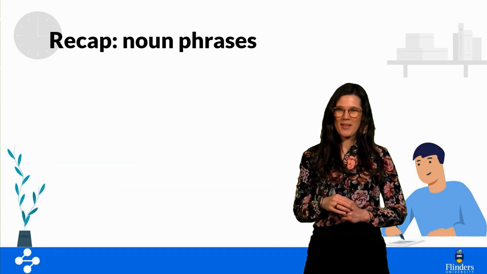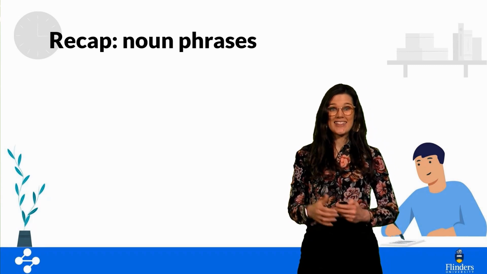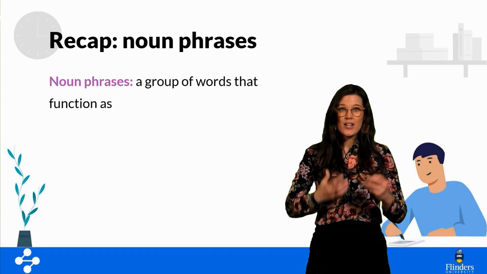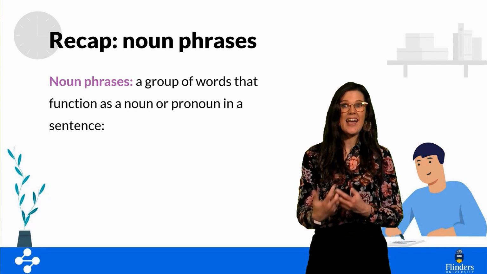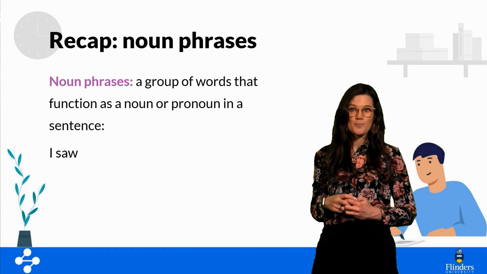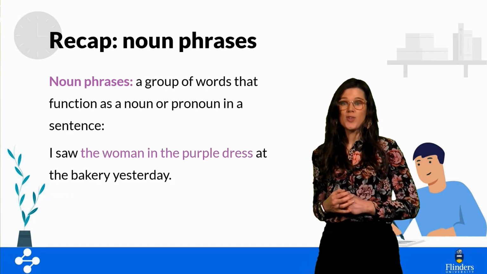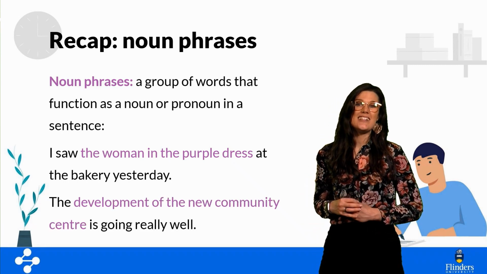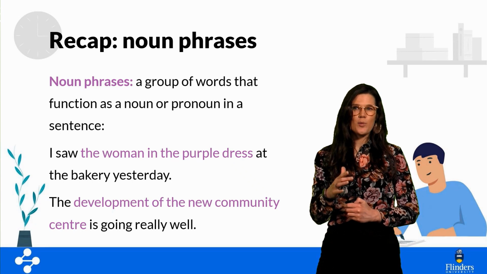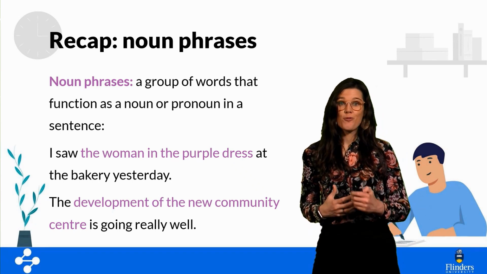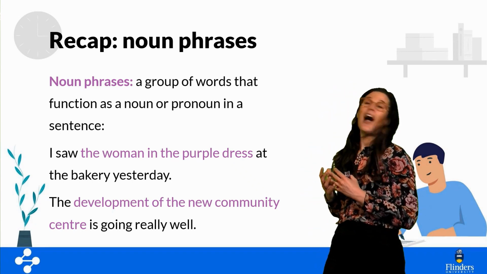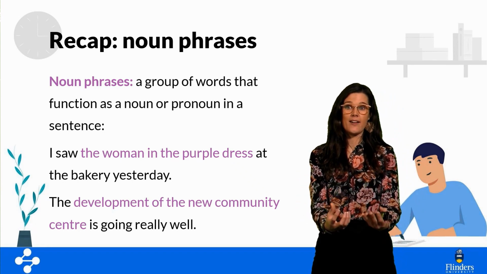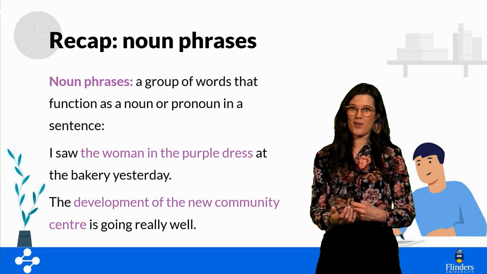But first, another recap. So noun phrases, I talked about this in the last video. Hopefully you've already watched that. A noun phrase is a group of words that function as a noun or pronoun in the sentence. For example, I saw the woman in the purple dress at the bakery yesterday, or the development of the new community centre is going really well. Now, what you'll notice about these noun phrases is that yes, the entire phrase does take the place of a noun, and I can replace it with a pronoun. I saw her at the bakery yesterday.